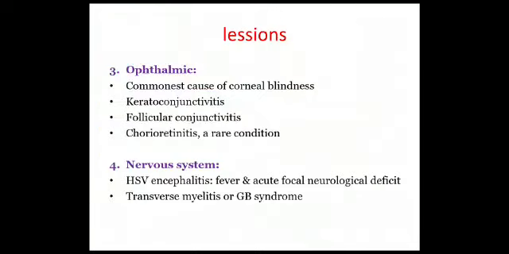Ophthalmic lesions: this is the commonest cause of corneal blindness. It produces keratoconjunctivitis, follicular conjunctivitis and very rarely chorioretinitis. Retinitis can be produced by herpes, and the type of corneal ulcers which you get to see are called dendritic ulcers. In the nervous system, it produces encephalitis, which manifests as fever, and acute focal neurological deficits may be seen. It produces transverse myelitis or Guillain-Barré syndrome.